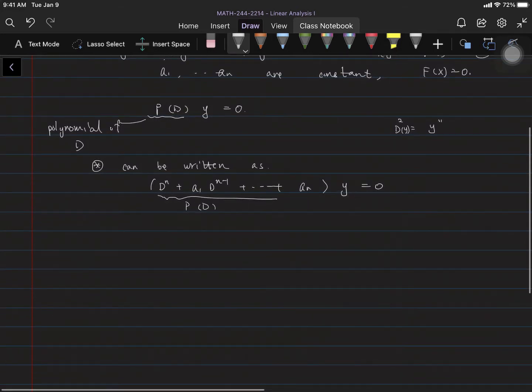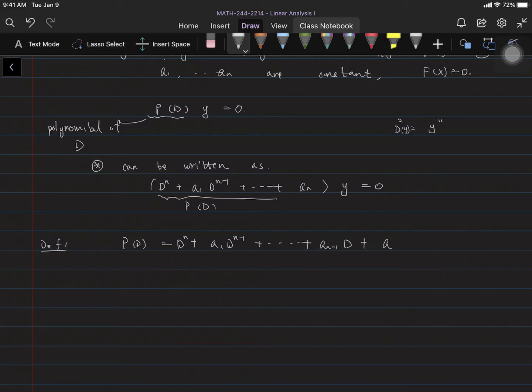Now let's take a look at definition 1. P(D) equals this one: D to the n plus a1 D to the n minus 1 plus, up to, a(n minus 1) D plus an. This is a polynomial. This polynomial is called a polynomial differential operator.